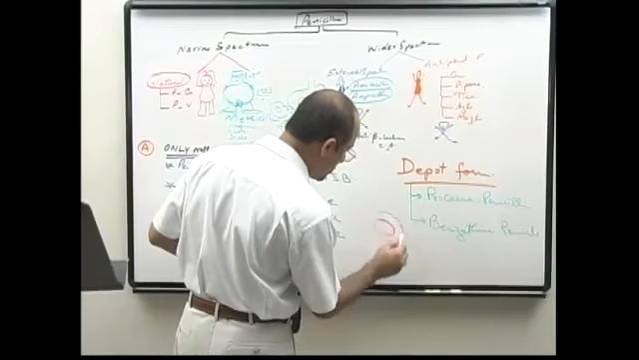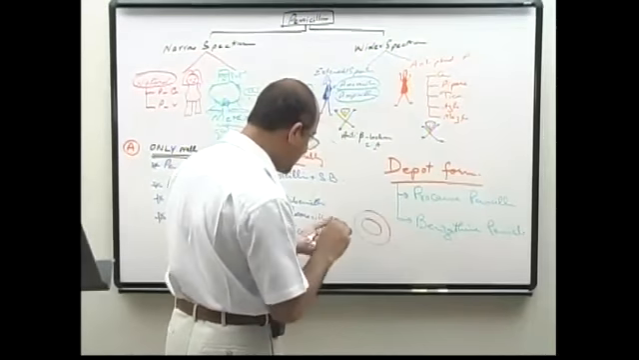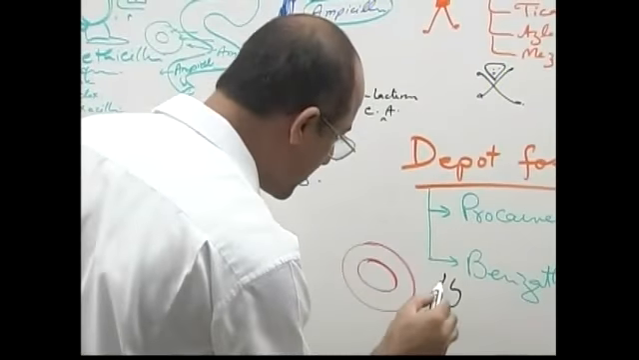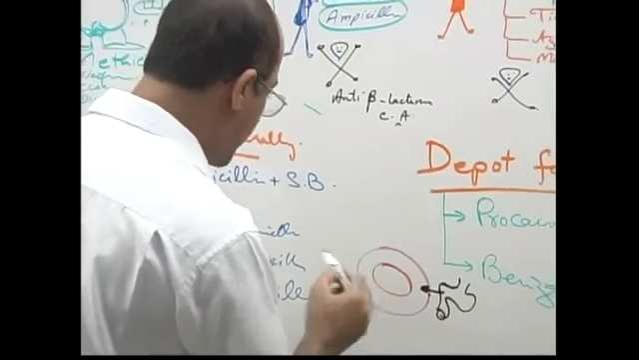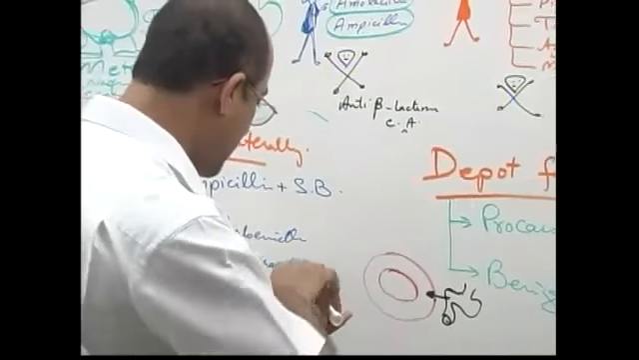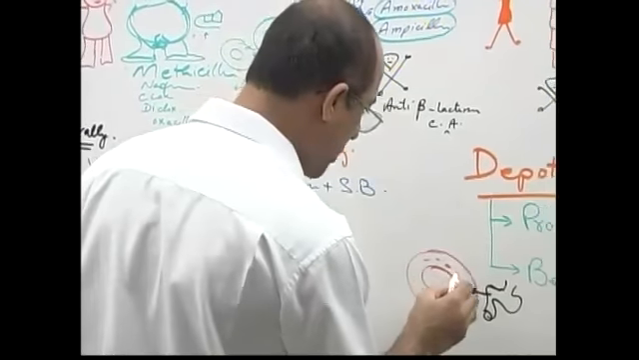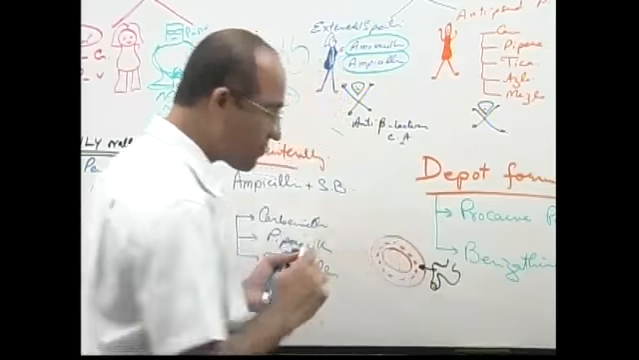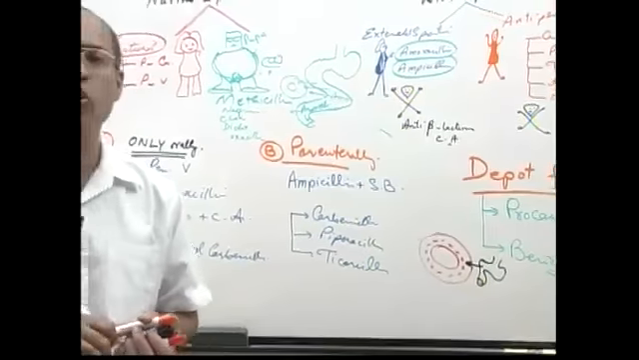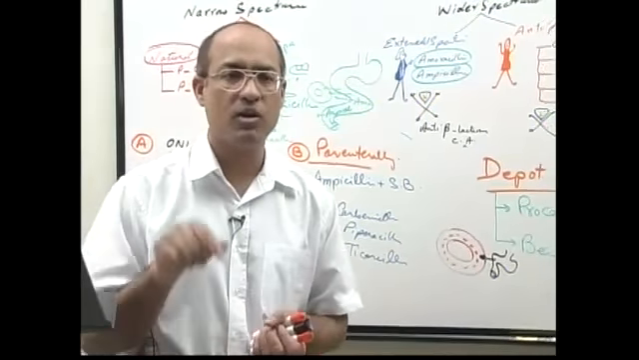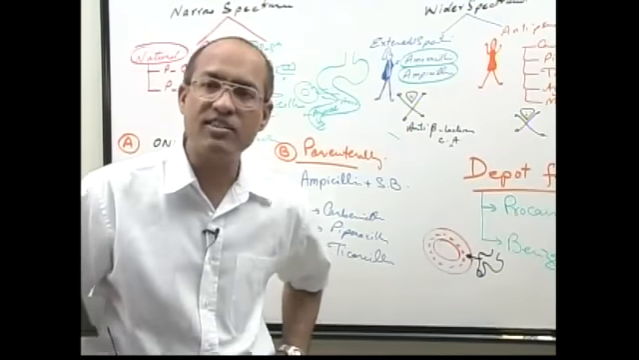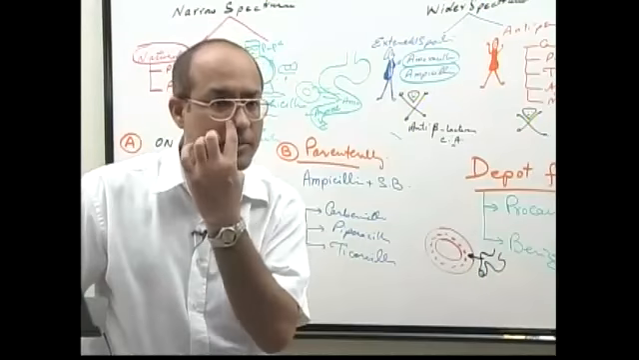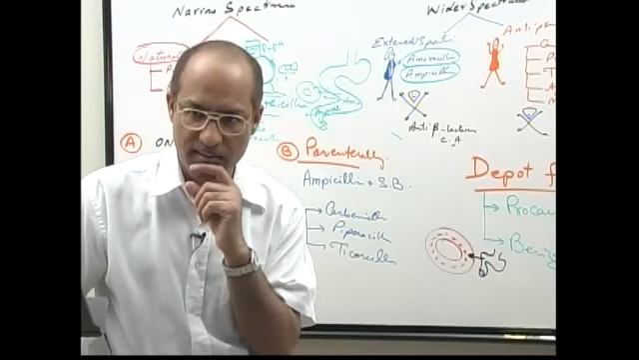Suppose this is your general circulation. Here was your GIT absorption, which we have been discussing. Is that right? And then once these penicillins are present in circulation, how they are distributed. Remember, penicillin molecules are not so lipid soluble to pass through our cell membranes. Due to this reason, intracellular bacteria are not attacked by penicillins.